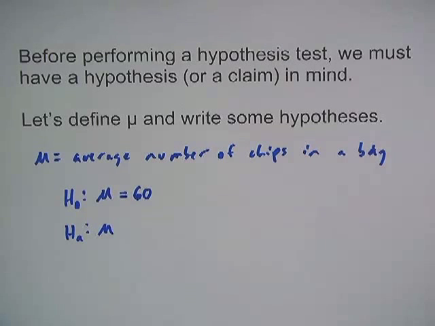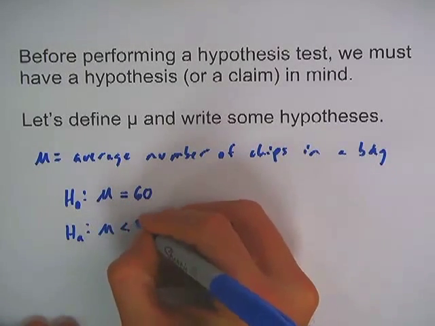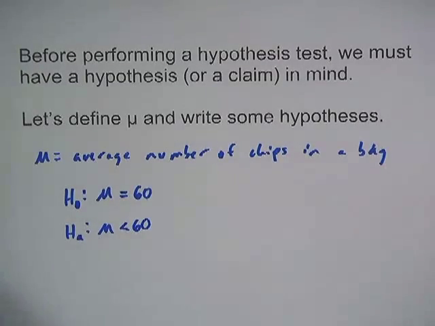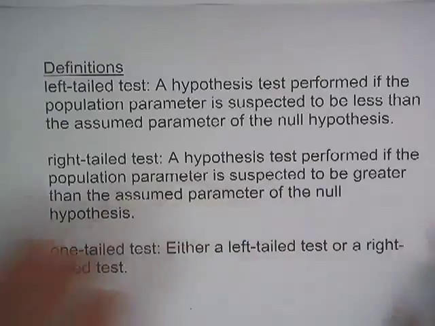Now the claim that I have in mind is, remember that I've recently noticed that there seems to be fewer chips in the bag. So the claim I have in mind is that mu is less than 60. Remember, your alternate hypothesis needs to be an inequality statement. So I picked less than because that's the claim I want to test. This type of test, a less than test, is what's called a left-tailed test.